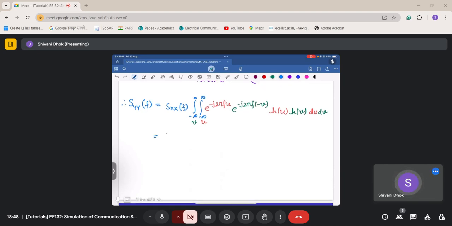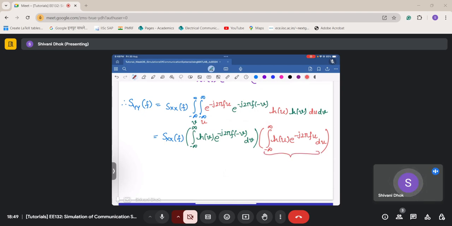So what we now get is Sxx of f into the integral from minus infinity to infinity of h of v into e power minus j 2 pi f minus v dv, multiplied by the integral from minus infinity to infinity of h of u into e power minus j 2 pi f u du. Okay. Now by definition of Fourier transform, this particular thing here is simply my Fourier transform of h of u, that is H of f, capital H of f.